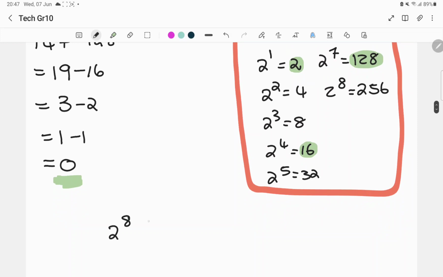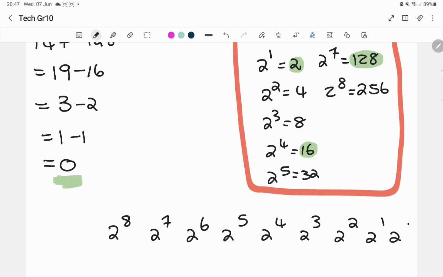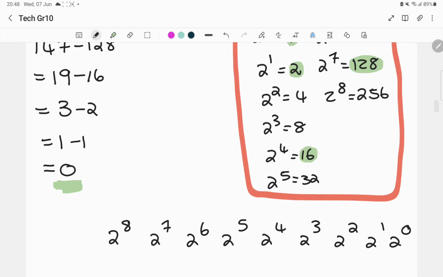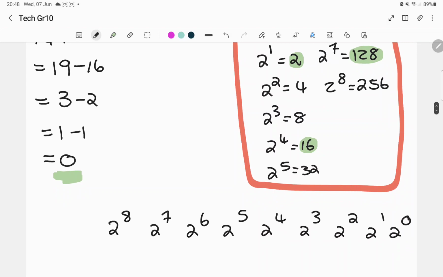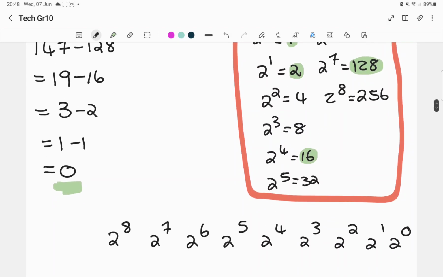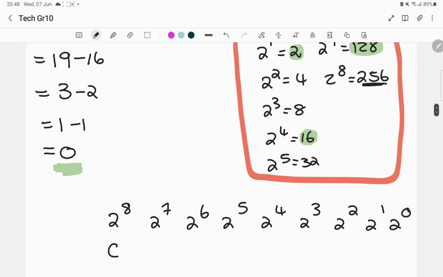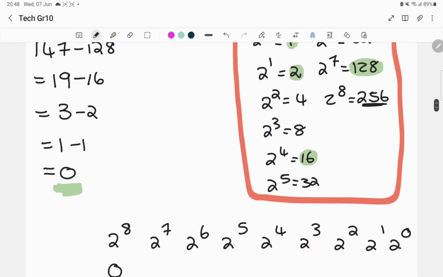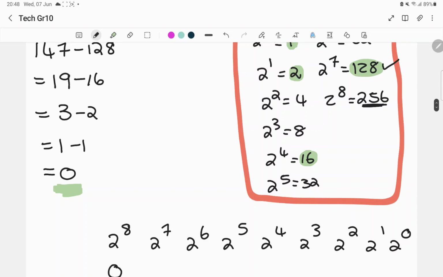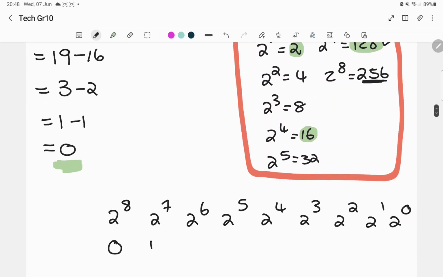So I have 2 to the power of 8, 2 to the power of 7, 6, 5, 4, 3, 2, 1, and 0. So all numbers you used, you put a 1, and if you did not use that value, then you're going to say 0. Alright, so did we make use of 256? No, we did not, so we're going to put a 0. Did I make use of 2 to the power of 7, which is 128? Yes, I did. So I'm going to put a 1.